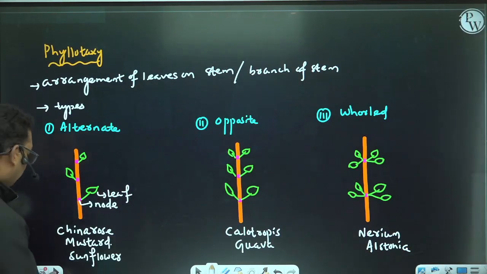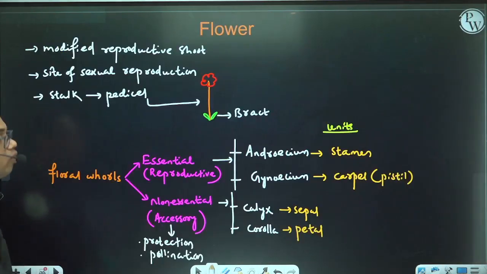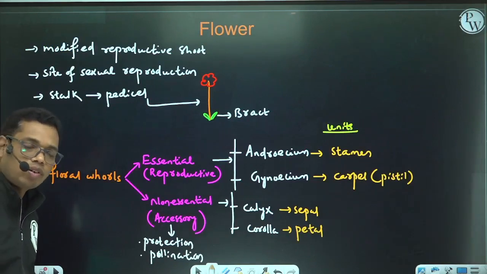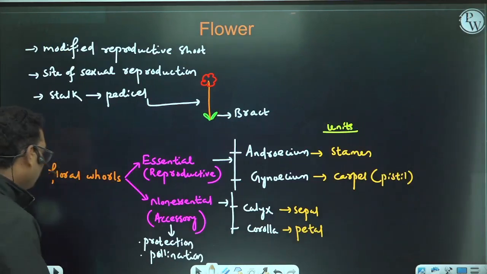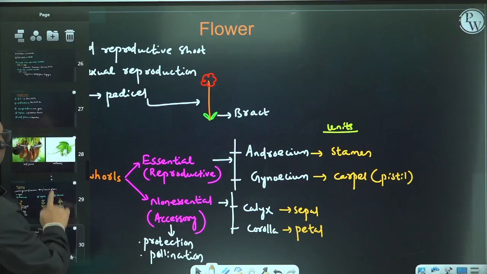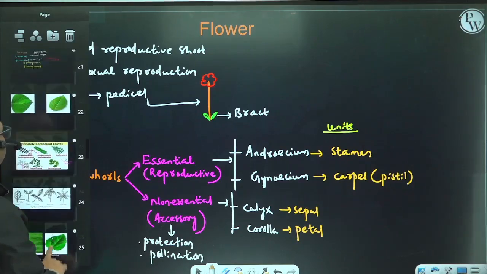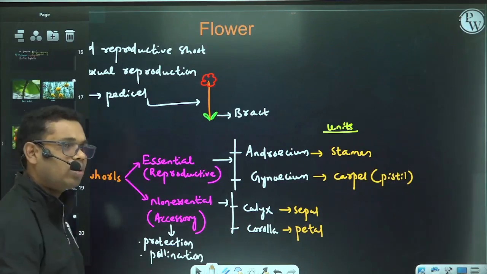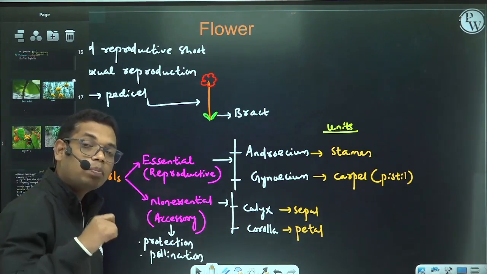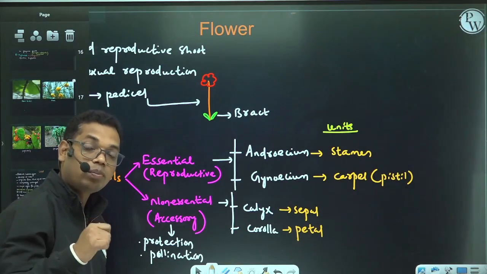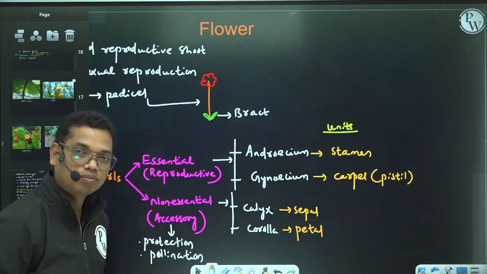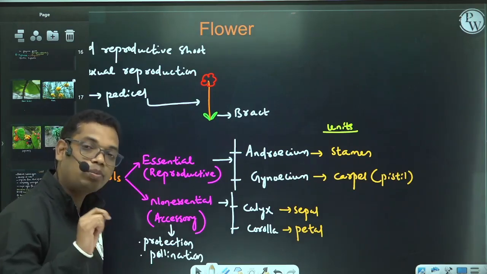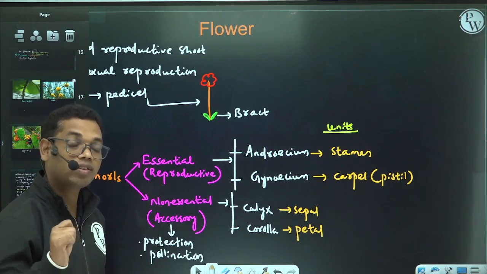Okay, now what about flower? But before discussing flower, let me tell you one term, and that is shoot. What is the term? The term is shoot. So what do you understand by shoot? What is the difference between stem and shoot? Stem plus leaves, or the branch of stem plus leaves, that is called as shoot. Okay, so stem plus leaf or the branch of stem plus leaf, that is shoot.